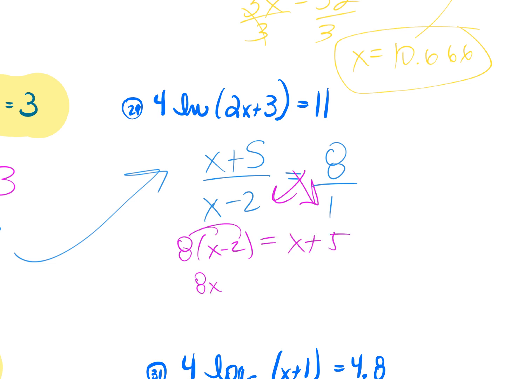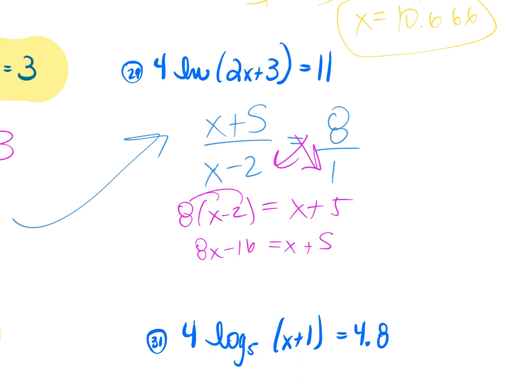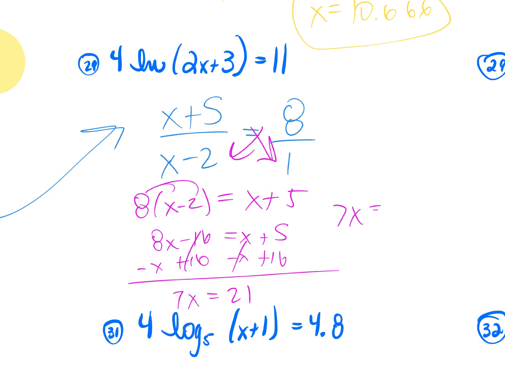Distribute. So 8x minus 16 equals x plus 5. Now what? Okay, add 16 to both sides. Good. And what? Subtract x. So 7x equals 21. 7x equals 21. So what does x equal? x equals 3. Can I just circle that and move on and say, oh, thank goodness that problem's over?